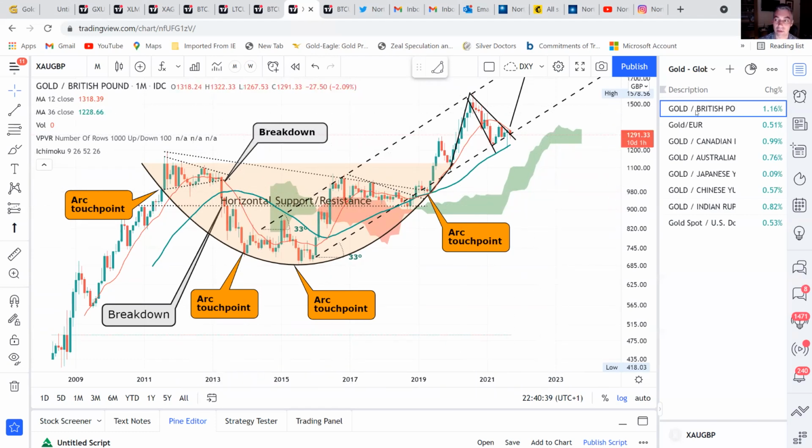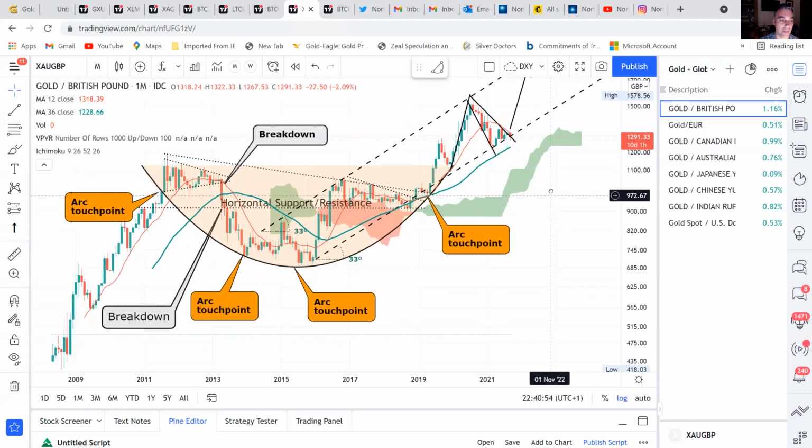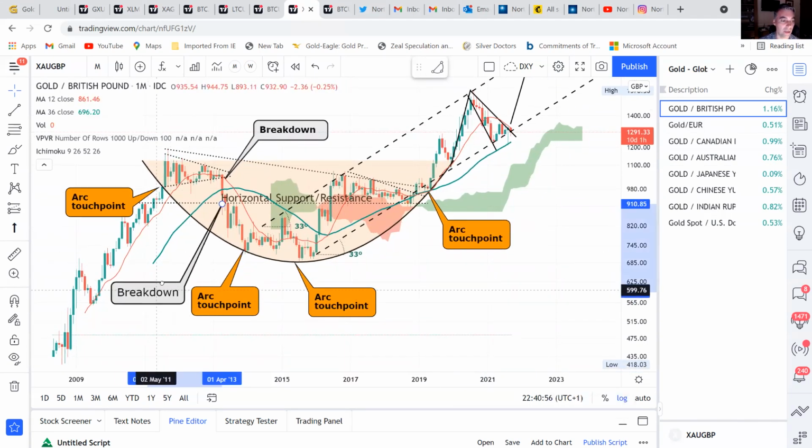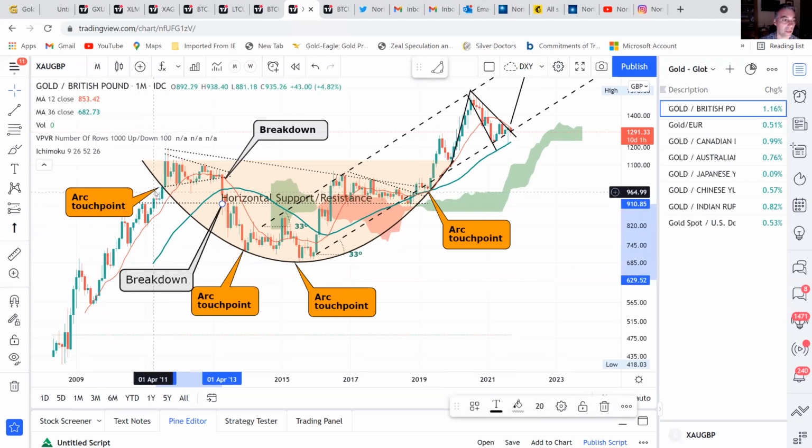And also, of course, the euro and the British pound form a very large part of the US dollar index. So it's doubly important to keep an eye on what's happening with gold priced in British pounds and in euros as well. So here we're looking at gold priced in British pounds.